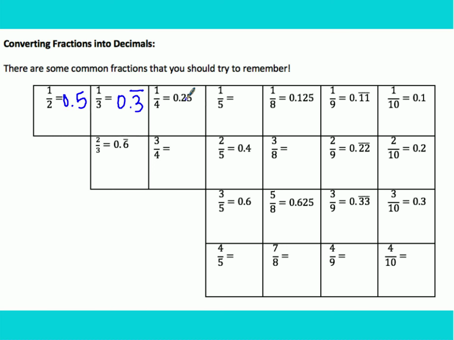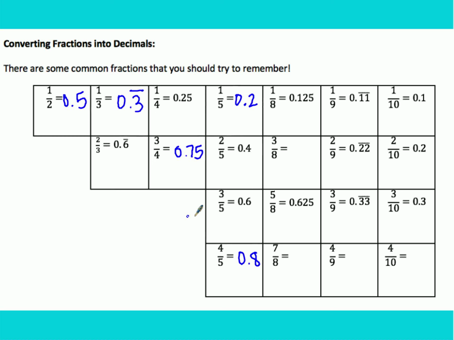1/4 is 0.25. I remember that as 25 cents, a quarter of $1. 3/4 is 3/4 of $1, which would be 75 cents, or 0.75, 75 hundredths. In our next column for a denominator of 5, 1/5 is 0.2 or 2 tenths. 2/5 is 0.4 or 4 tenths. 3/5 is 0.6 or 6 tenths, and 4/5 would be 0.8 or 8 tenths.